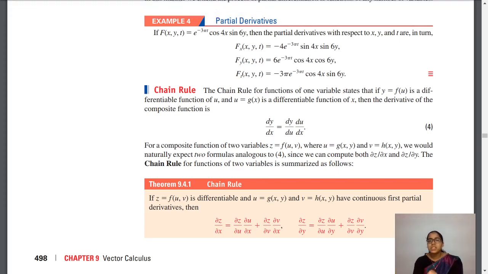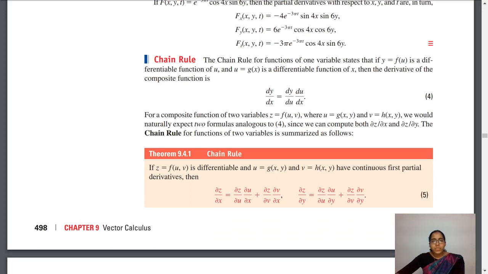So I hope it is clear. Just like we did the partial derivatives in case of functions with 2 variables, we can also find the partial derivatives of functions with 3 variables. Now let us move on to the chain rule.